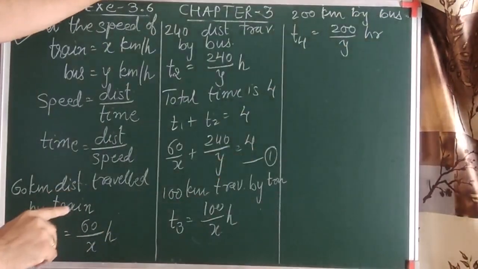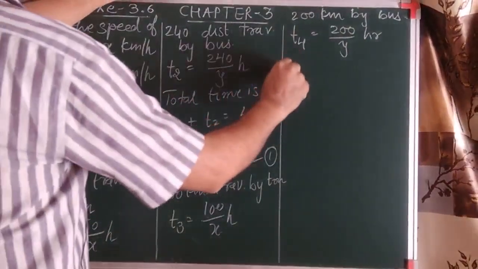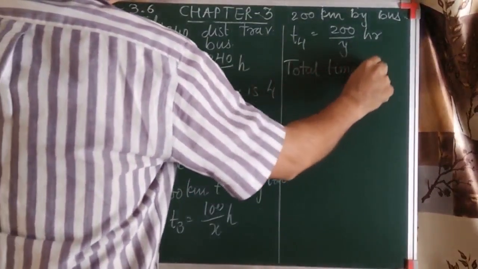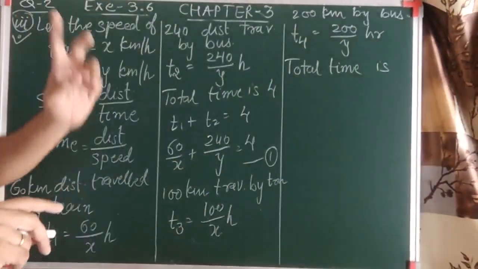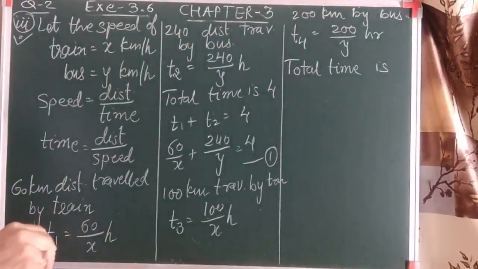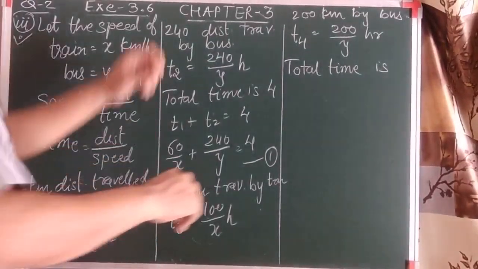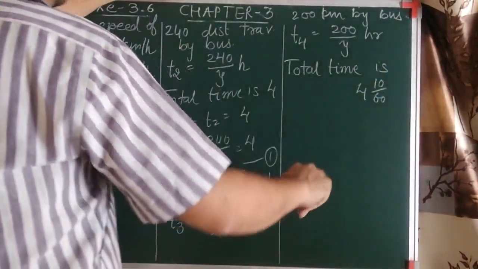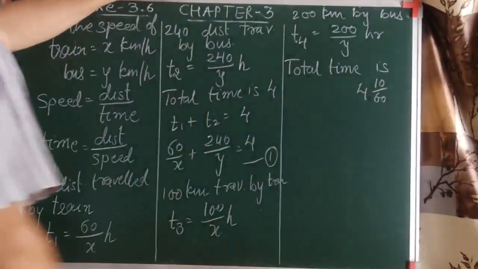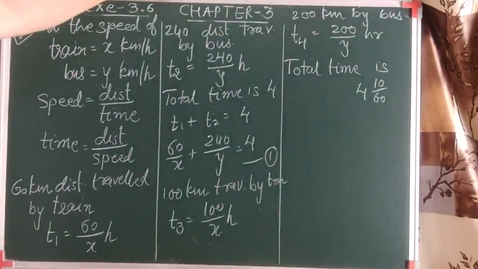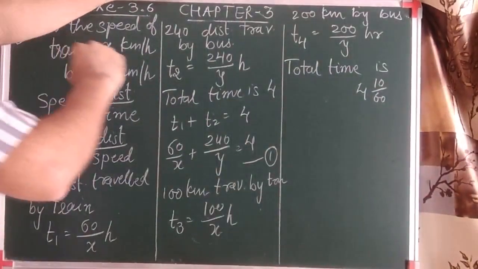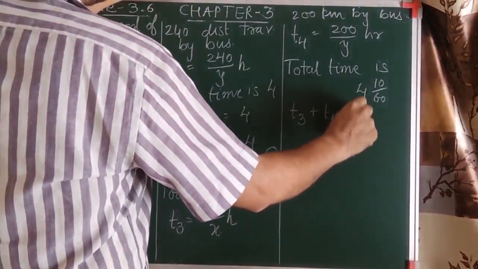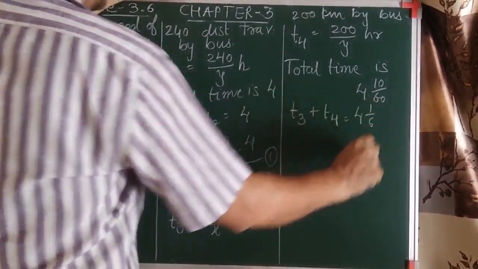Here it is given the total time is 10 minutes longer. So total time, that is very important, we cannot write 4.1, it is 10 minutes more. So we can say 4 integer 10 by 60. Why? I converted 10 minutes into hours. You can write 4 plus 10 by 60, that will also work, it means the same. So we can say that T3 plus T4 is equal to 4 integer 1 by 6.